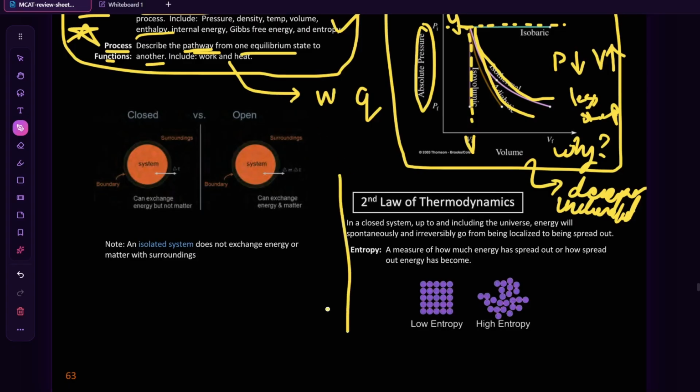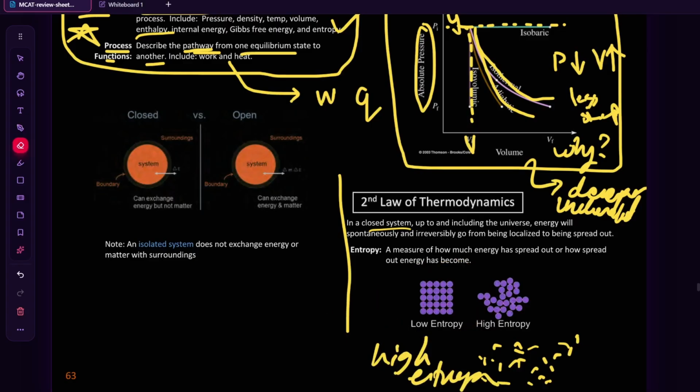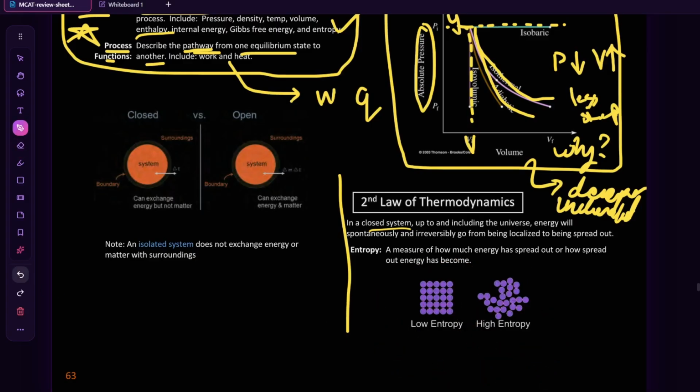So in a closed system, right, up to and including the universe, energy will spontaneously disperse. If you've ever sprayed a spray into the air, the particles of the spray diffuse out, right? The particles like to be in high entropy. They don't like to be solid and structured like this. Naturally, things diffuse and they end up looking like that, right? So that's kind of how I think of it.